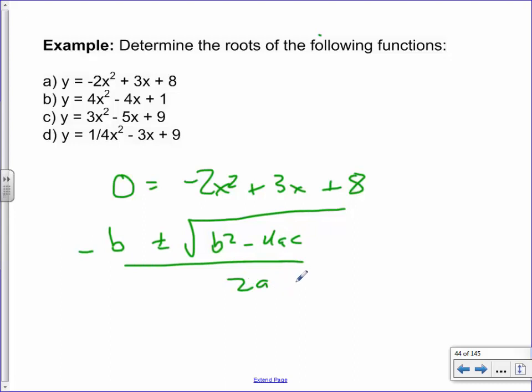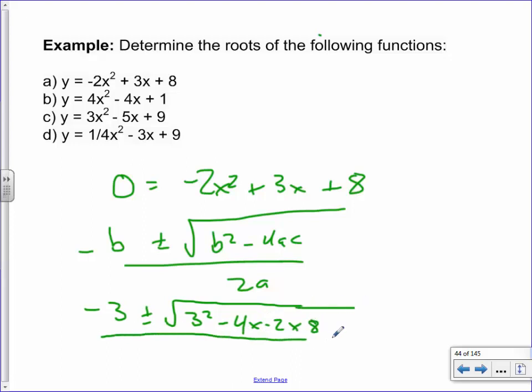So first step, you've got 5 numbers you've got to plug in, a couple of them twice. So you need a negative 3. Then you need 3 squared. You need 4 times negative 2 times 8. And on the bottom you need 2 times negative 2.